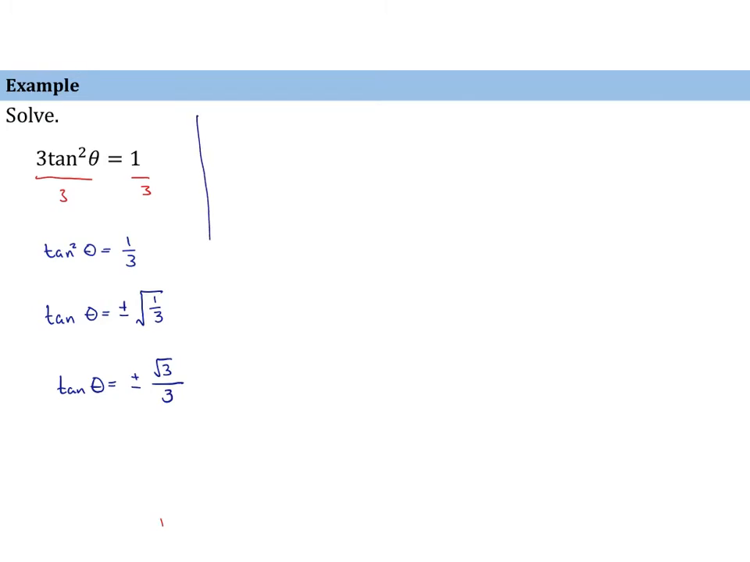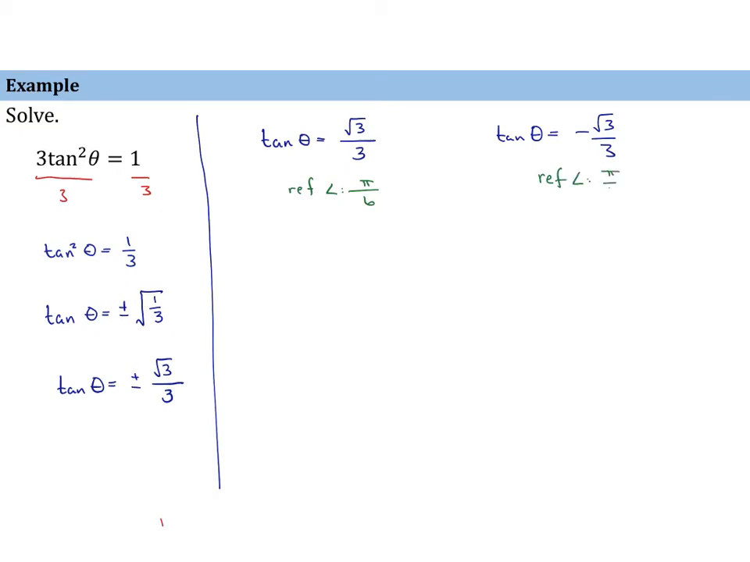So let's take each of these. So tangent of theta equals positive square root of 3 over 3. And then tangent of theta equals negative square root of 3 over 3. Well, this is nice because we again have the same reference angle for both of these. The acute angle that yields root 3 over 3 for tangent is pi over 6. So we can quickly make note of that. The reference angle for both of these is pi over 6.